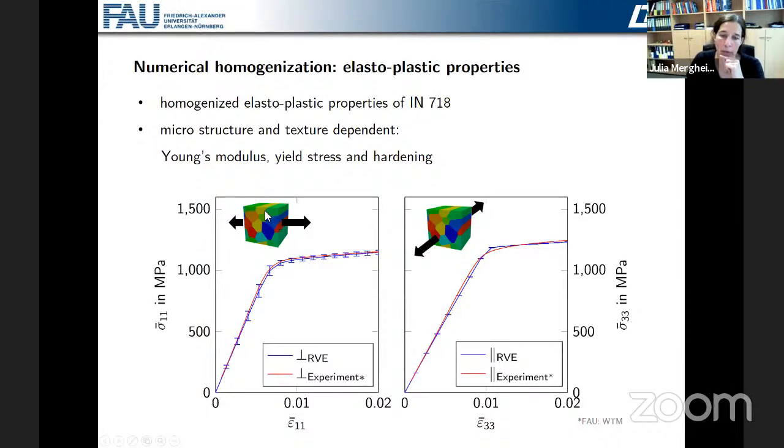And we see, so that is a tension test in the direction perpendicular to the columnar grains and in the direction of the columnar grains. And we see here that both the Young's modulus, the yield stress, and also the hardening a bit depend on the microstructure and on the texture. So for this direction here, we see that the Young's modulus is smaller than here, but actually the yield stress is higher. And that is captured quite well also by the representative volume element simulations.